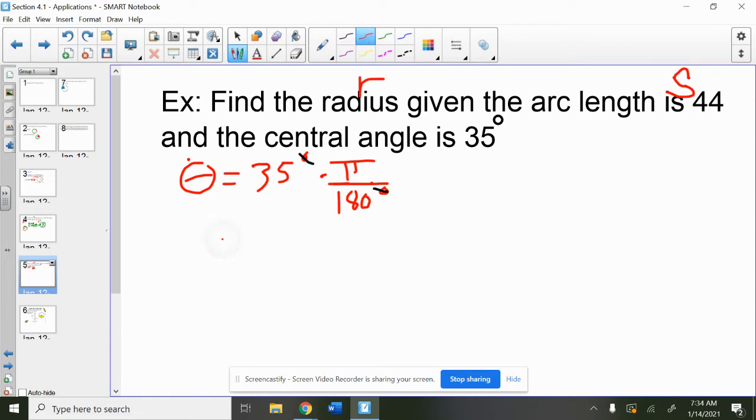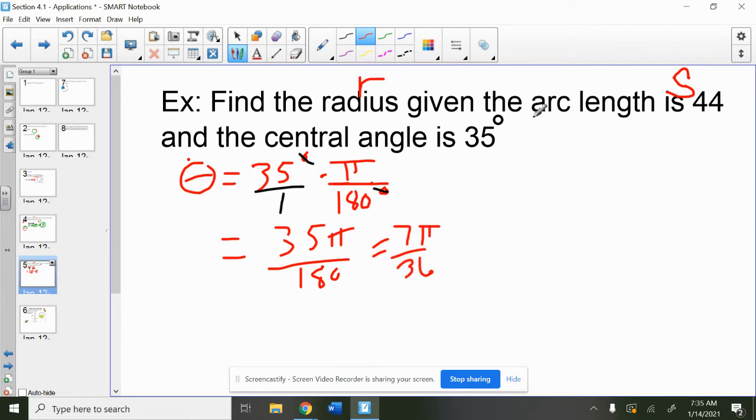If you leave it like this and multiply across, because that's really 35 over 1, then this would give you 35 pi over 180. And then you can reduce that and divide them both by whatever you want. They're both even. So if you divide 35 by 5 and 180 by 5, you get 7 over 36. So you end up getting 7 pi over 36. At that point, that's your theta. So now I have my theta.